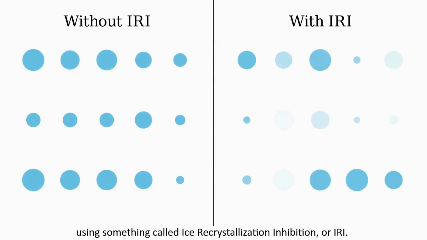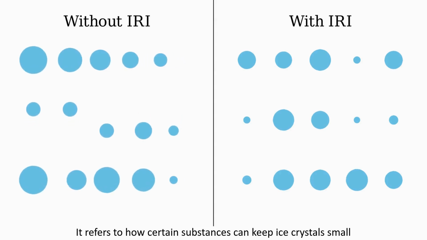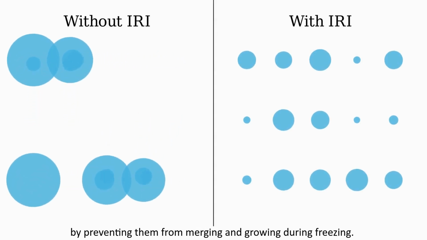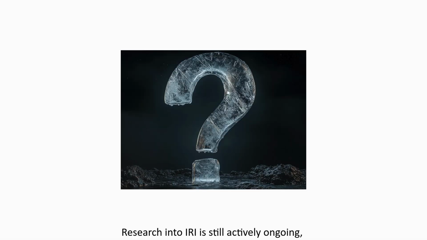Luckily, there's a way to slow down this process using something called ice recrystallization inhibition, or IRI. It refers to how certain substances can keep ice crystals small by preventing them from merging and growing during freezing. Research into IRI is still actively ongoing, as it depends on many different measurement conditions.